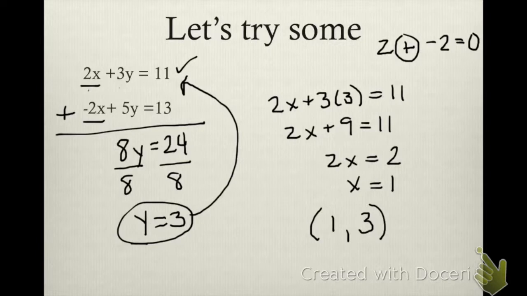Works for this one. If I put a 1 in for x and a 3 in for y, I would get negative 2 plus 15, which does equal 13. So I'm happy. It worked for both of them. Let's try another one.